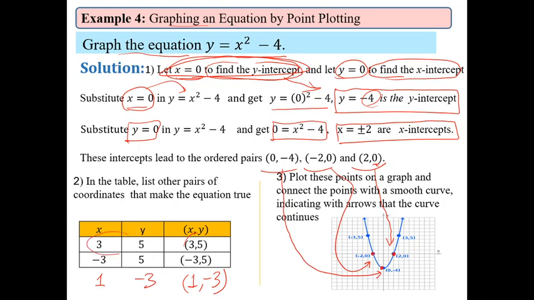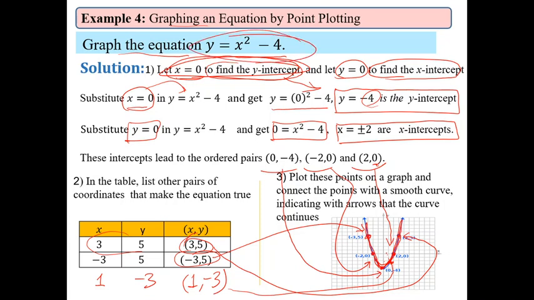And what about these? 3, 5 is here. Negative 3, 5 is here. If you want to get some extra, 1, minus 3 is somewhere here, I guess. So you can try this 1, minus 3. And then when you put them all together, you can connect them with a smooth curve. Then it gives you the graph of y equal to x squared minus 9.